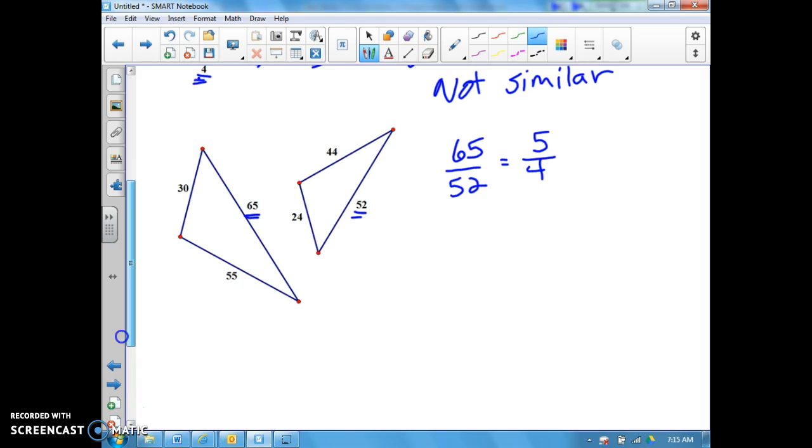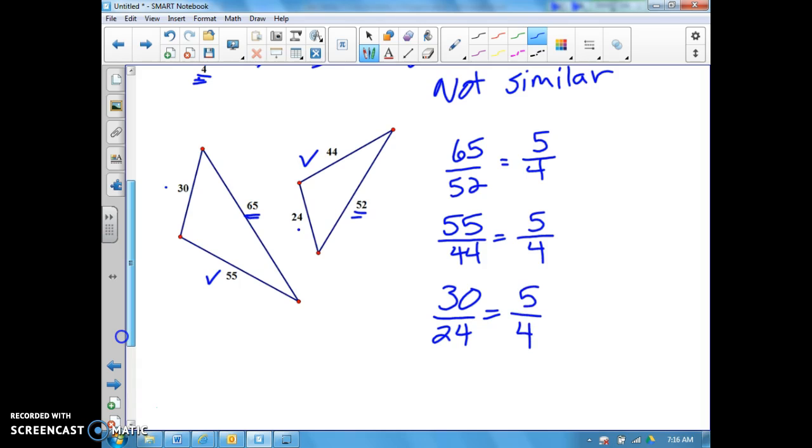Okay, first scale factor, good. Now let's look at the middle side. 55 over 44. Well, that also reduces to 5 over 4. Looking good so far. Now let's look at my last one. 30 over 24. Well, wouldn't you know, that also reduces to 5 over 4. So, yes, they are similar.